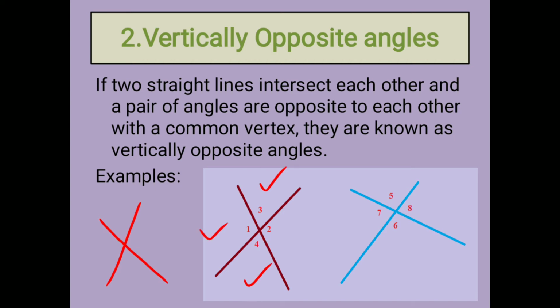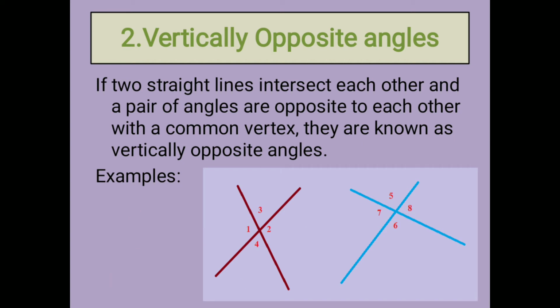Similarly, angle 1 and angle 2 are also opposite to each other and are also formed by the intersection of two straight lines. So they are also called vertically opposite angles. In the second figure, 5 and 6 are vertically opposite angles and 7 and 8 are vertically opposite angles.